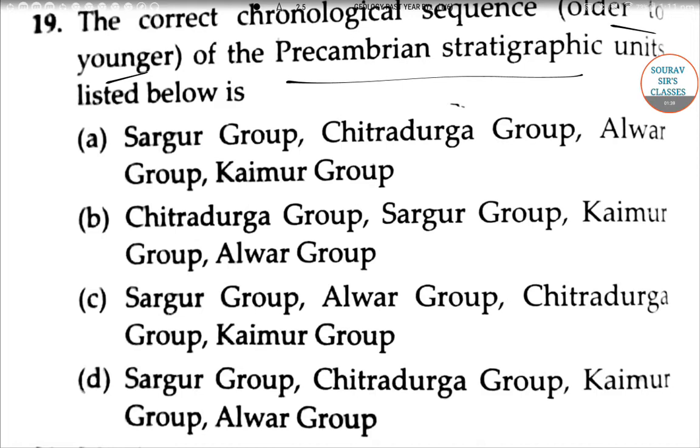So here it is asked about the Precambrian stratigraphic units. Four units have been given in different orders, and we have to arrange them in the correct sequence. Let us first make a table. It will be easier for us to understand if we make a table first, and then we will continue with the procedure of how to solve this question.